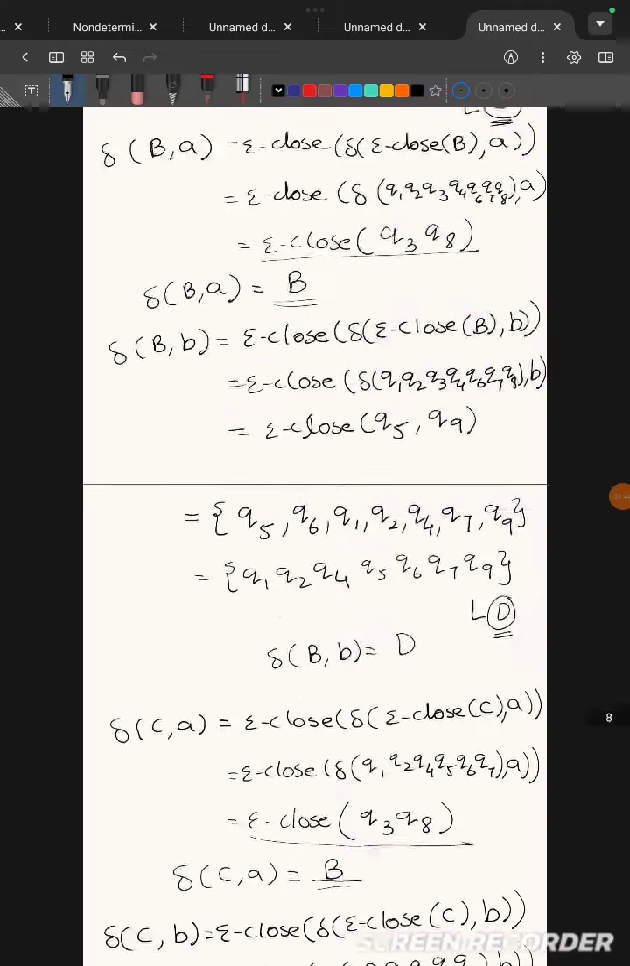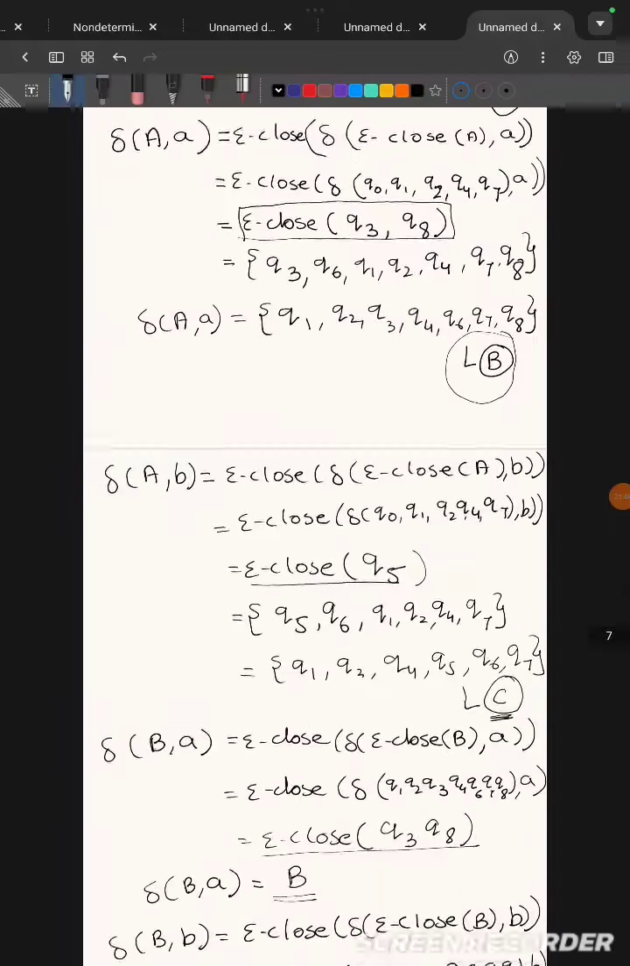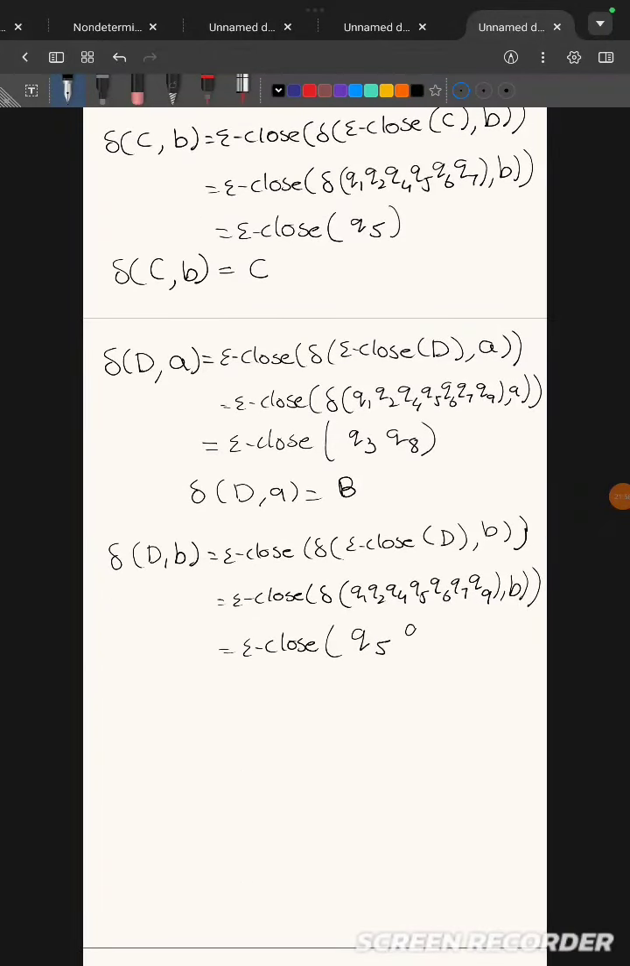Q7 on reading A only it is going to B, right? Q7 on reading A. See, now we have Q9. Q9 on reading B, it is going to the final state QF. So, other than Q5, we are having Q final state also over here. See, epsilon closure of Q5 only C. Now we are having a different set. We are having Q5, QF over here.